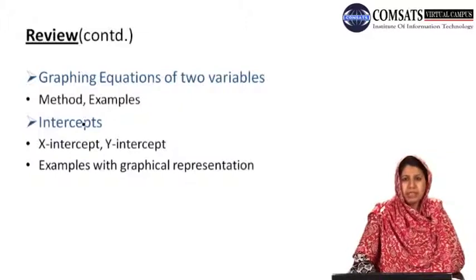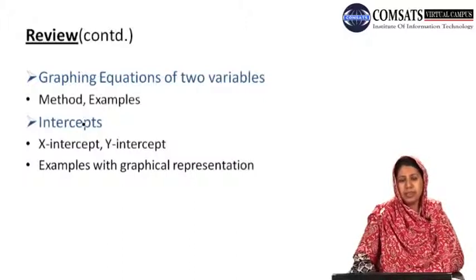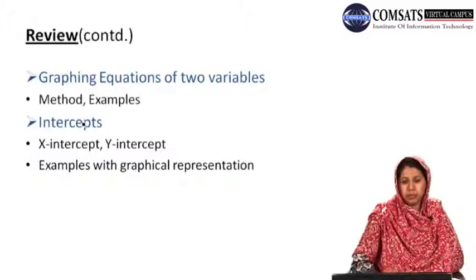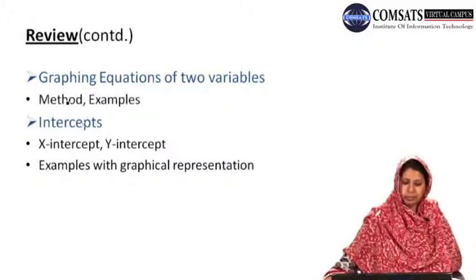Then the last thing we studied in our last lecture was the intercepts of a linear equation in 2 variables. That is, if we are given a linear equation in 2 variables, let's say x and y, then what do we mean by x-intercept and what do we mean by y-intercept? And then the graphical representation of our x-intercept and y-intercept, with some examples to make things more clear.